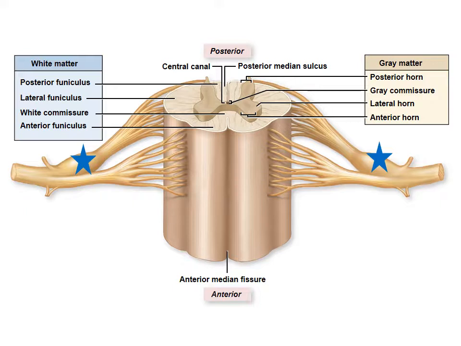Posterior funiculus, the white matter tracts on the dorsal side of the spinal cord. These are ascending and carry action potentials up to the brain. Posterior horn, the dorsal gray matter. Here we find soma of interneurons.